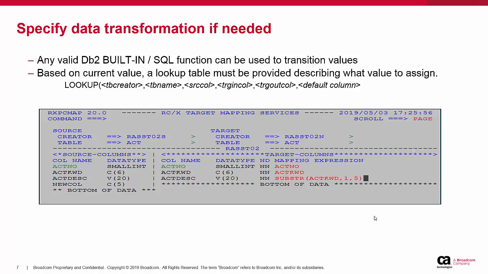Another option is to use the lookup table. This table has to be defined ahead of time and must contain from and to values. Many customers are using this feature to do data masking. But if you're interested in more intelligent data masking, Broadcom does provide this capability too, but that's for another video.